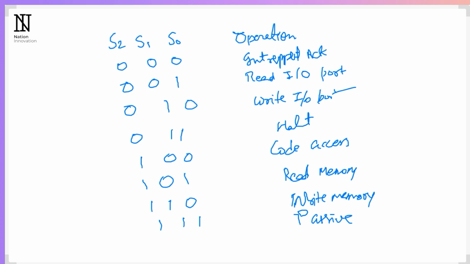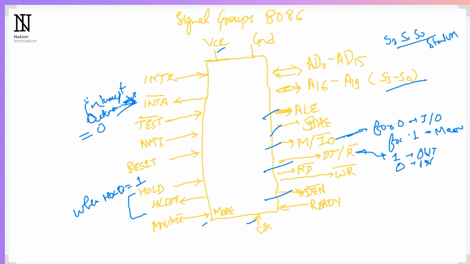One important thing, this is BHE, the bank high enable signal. Logic 0 on this is used as a memory enable signal for the most significant byte half of the data bus, that is D8 to D15.